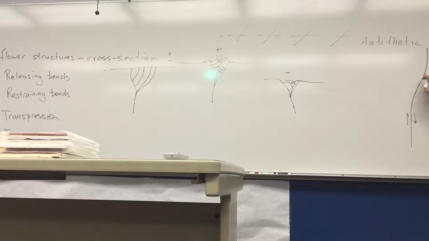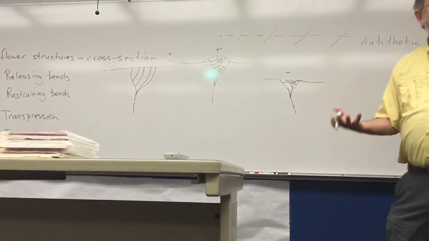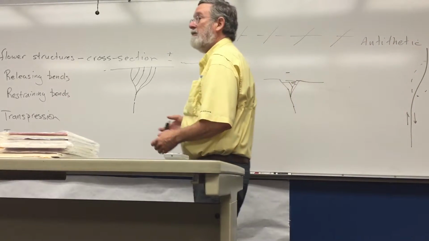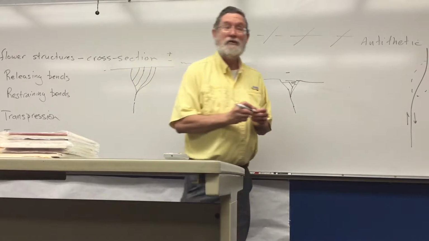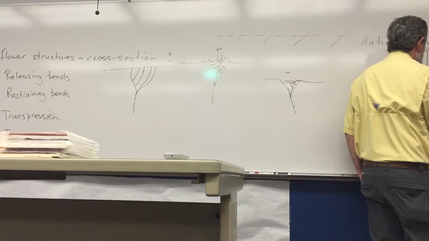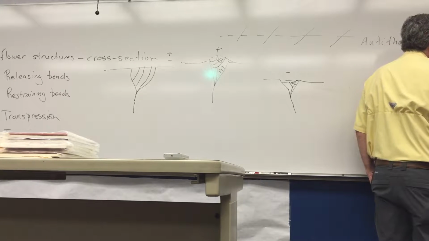Extension. So this would be a releasing bend in this case. In this area, we would see releasing, and we would see normal faults in the system. We might see a negative type of flower feature in that area, and we could form what is called a pull apart.